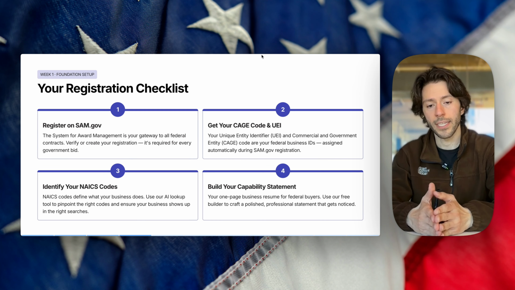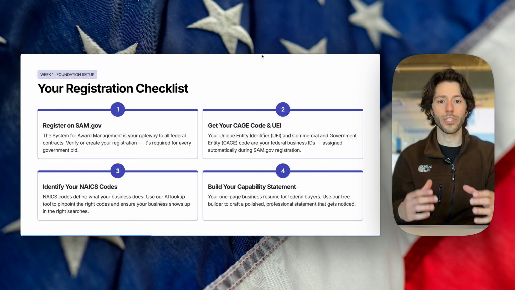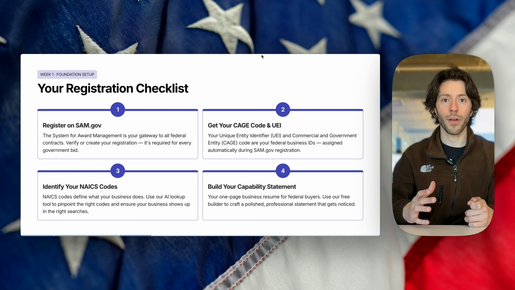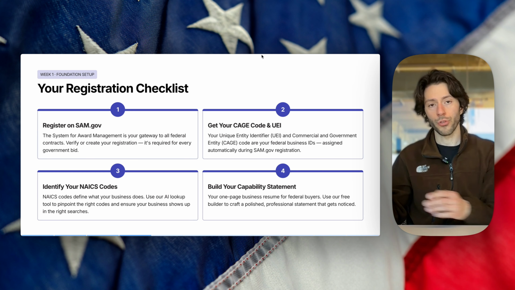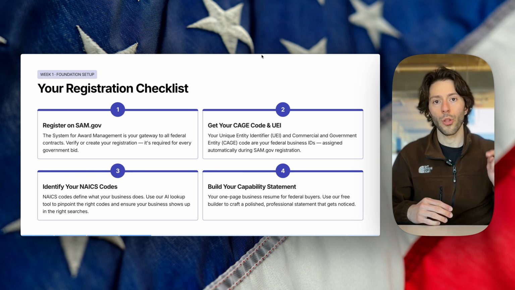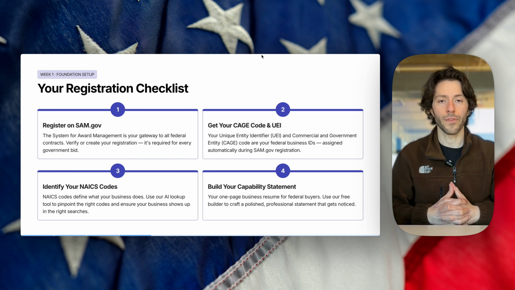Now, step number 3, identify your NAICS codes. Which NAICS codes are the most applicable to your business? Again, I will go through the free tool that will help you through all of this process right after the 6-week setup, but we're just going to walk through them together first. And in number 4, you're going to build your capability statement. I'll also leave a resource below on how to generate your first capability statement.